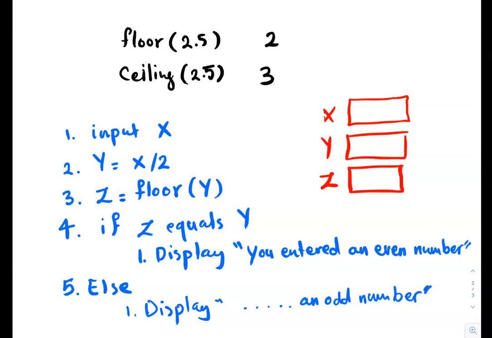But if instead x was 10, then y equals x divided by 2, that's 5. So z equals floor of 5, which is also 5. So now this condition will be true and we will display that the number is even.